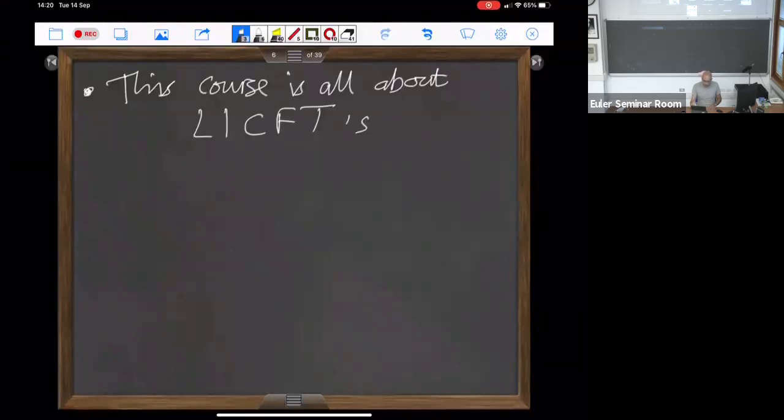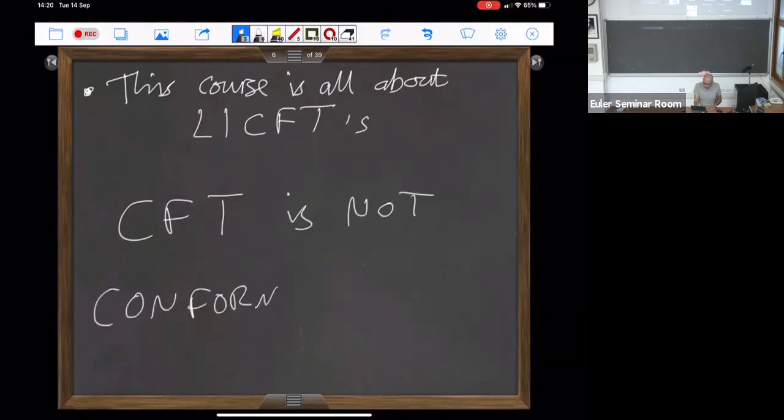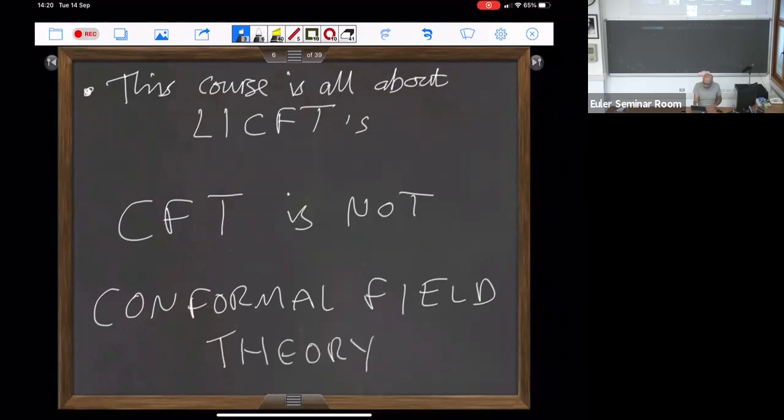By the way, the terminology CFT usually refers to what are called conformal field theories in the literature. So I don't want to get you confused by that. CFT is not conformal field theory, which is a related subject. It's just that the administration and so on are using CFT as the abbreviation for this course. It's not about conformal field theory.